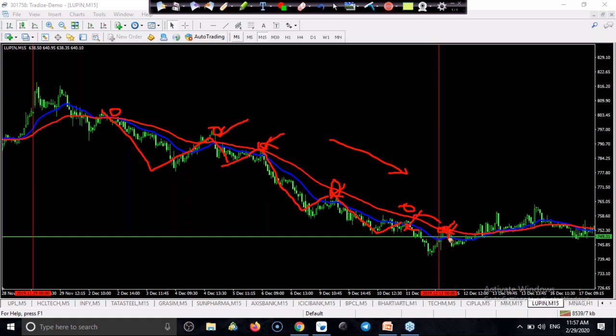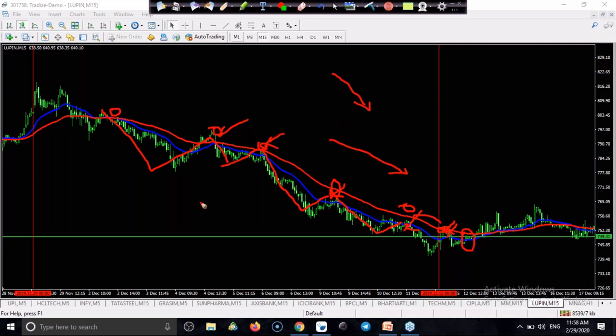Now we are not looking for sell. Now we are looking for buy. That means we are trying to go against the trend. What is the trend? The trend is the downtrend. Now in this area, we are looking for buy, because we are going against the trend. That means we are counter trading right now. Why are we counter trading now?